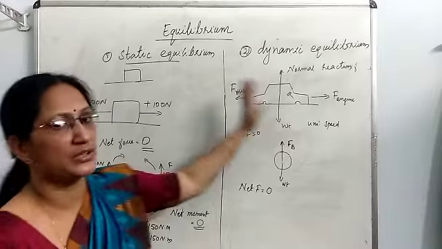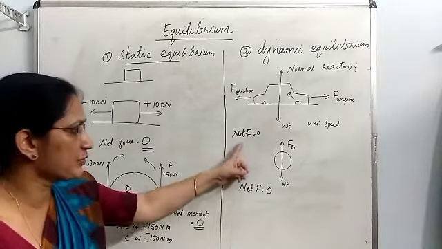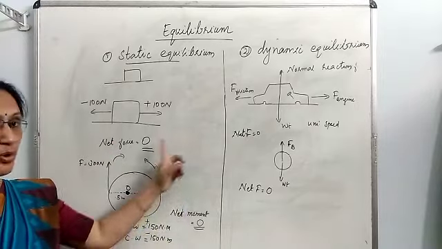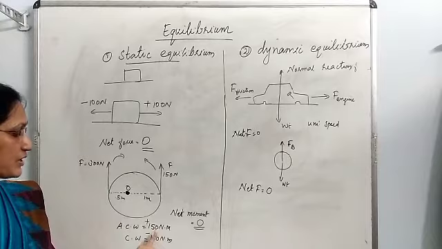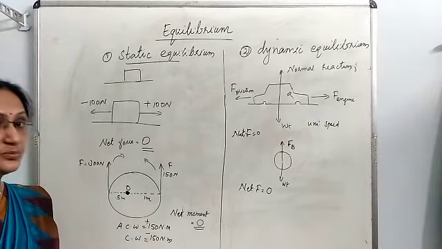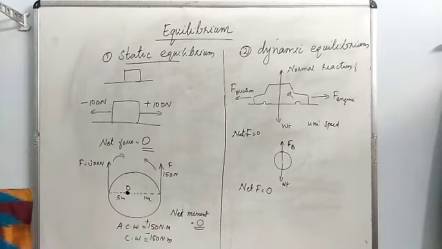So the final conclusion: a body can have equilibrium when the net force acting on it is 0, or the net moment acting on the body is 0. Anti-clockwise moment and clockwise moment are equal, or when we take the algebraic sum, the vector sum, it is 0. These are the conditions for a body to have equilibrium.